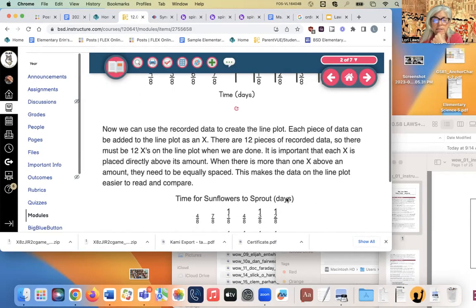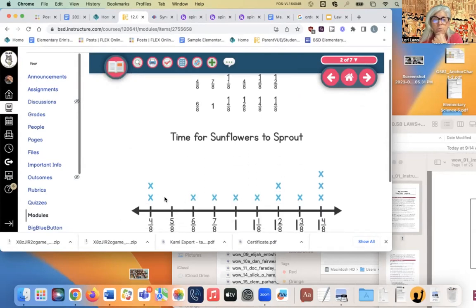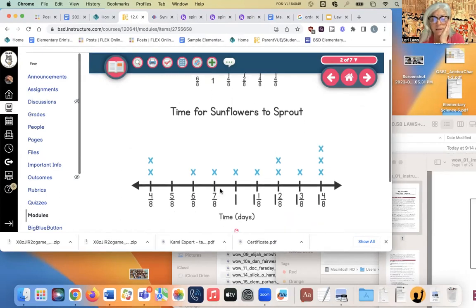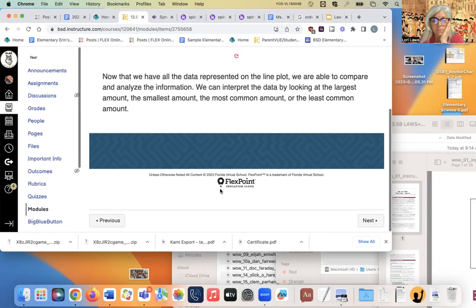Now we can use the recorded data to create the line plot. And we're just going to look and see how many of each number we have. So we only have 2 4/8. It's here and here. So we put 2 X's there. We've got a 6/8. And what I would do is cross them out as I go. I'd probably have to have this on Kami to do it well. Now we've created a line plot.